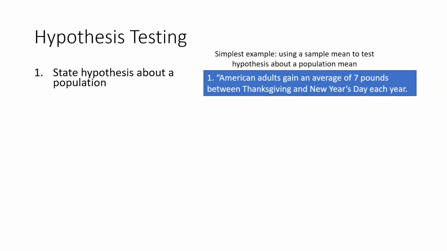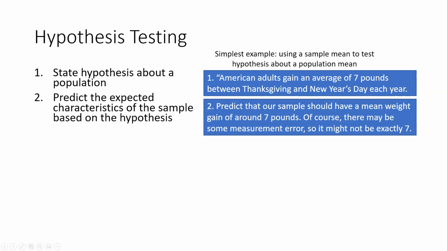An example might be, American adults gain an average of 7 pounds between Thanksgiving and New Year's Day each year. Step 2 is to predict the expected characteristics of the sample based on the hypothesis. The example here would be to predict that our sample should have a mean weight gain of around 7 pounds. Of course, we know because of measurement error, there's going to be some difference between our sample average and 7 pounds. So it might not be exactly 7, but it should be something around 7 if our guess is right.